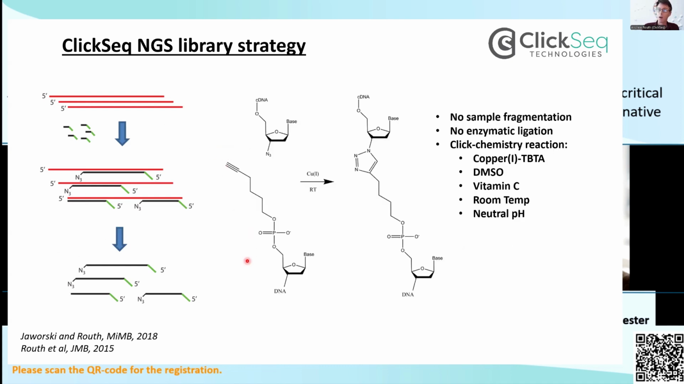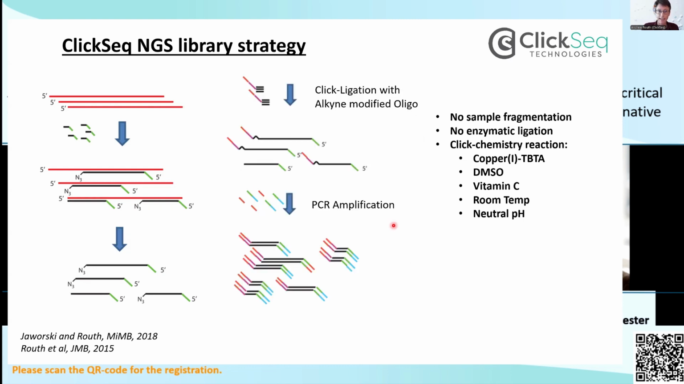So we can take an oligo, for example, which has around 60 nucleotides for the Illumina sequencing adapter, and we can click this using copper click chemistry directly onto the cDNA that we just synthesized. This generates this rather large and unusual triazole backbone in the single-stranded cDNA, but nevertheless, you can take this click-linked cDNA and just put it straight into a PCR reaction to generate your final next-generation sequencing library.